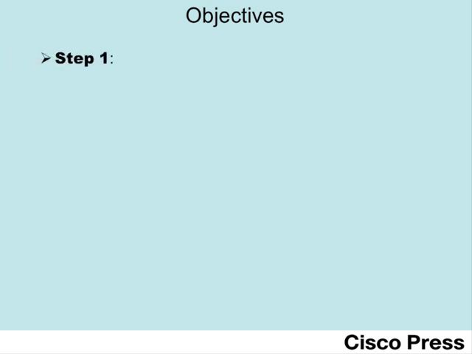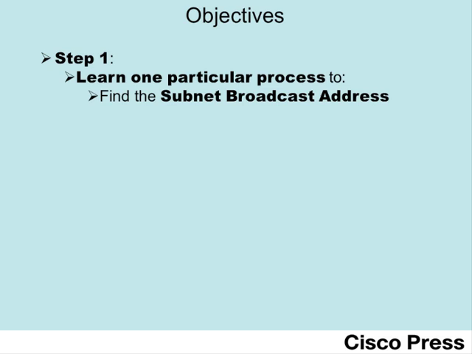Well, first off the bat, you need to learn one process to find both the subnet broadcast address and the range of addresses in the subnet. Now, the subnet broadcast address is really just a means to the end of finding the range of addresses, but it's also interesting as an end to itself, and this process shows both.